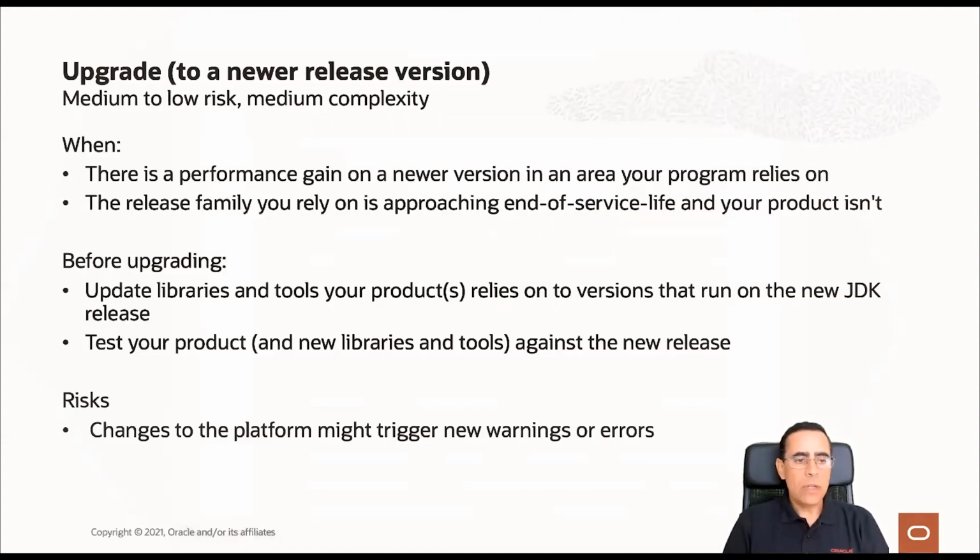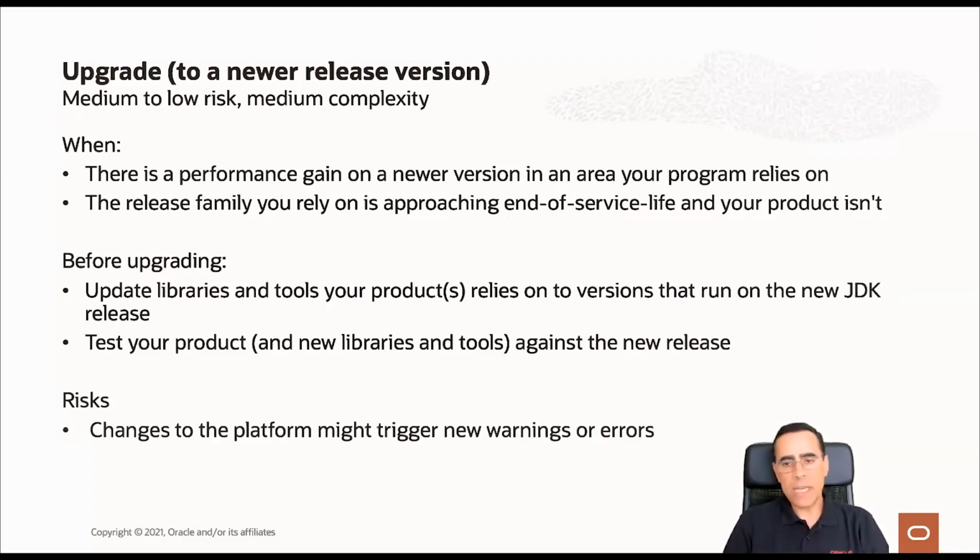Upgrading to a new version is moving to a different release, and it's more complex than just updating the runtime. You should consider upgrading when the new version offers some advantage to you. For example, if the new version uses less memory, or if there has been some performance improvement in an area that your program relies heavily on. You should also consider upgrading if the version that you're relying on is approaching end of life, and you need your software to work after that.